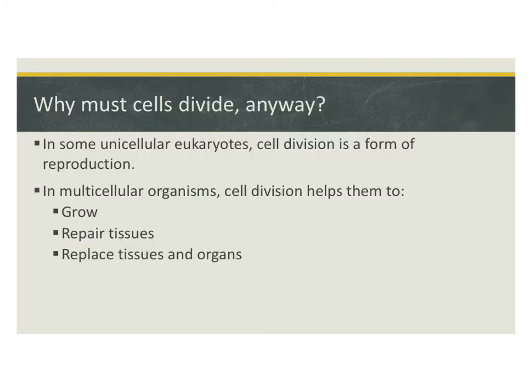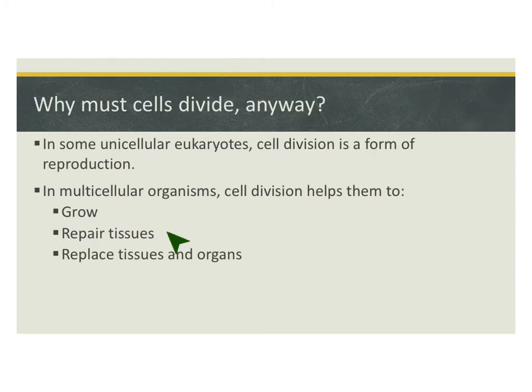Let's talk for a minute about why cells are dividing anyway. In some unicellular eukaryotes, such as protists, amoeba, or something like that, cell division is how they reproduce. So they might divide, make a new cell, and now they've reproduced. In multicellular organisms, such as yourself, cell division helps them to grow. Okay, so as you grow larger, you grow more cells. You don't grow bigger cells. And we already talked about why cells have to be small.